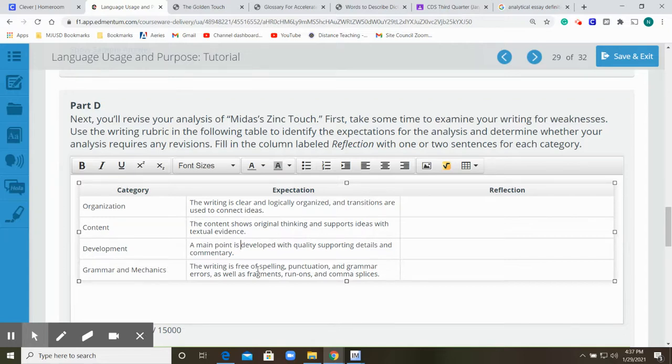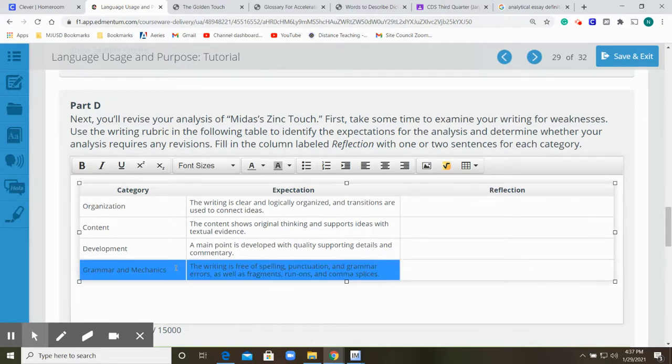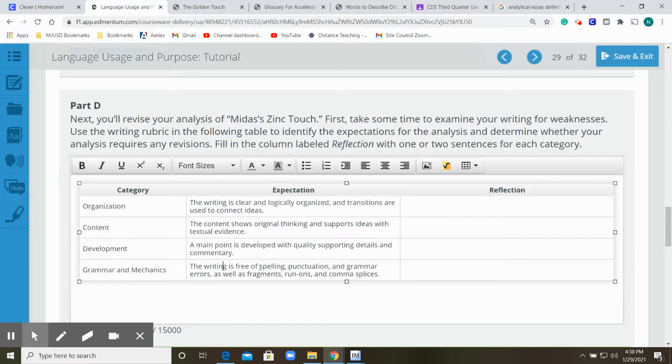Grammar and mechanics: the writing is free of spelling, punctuation, and grammar errors, as well as fragments, run-ons, and comma splices. Grammarly is a wonderful Chrome extension that you can use to help you with spelling, punctuation, and grammar errors, as well as fragments, run-ons, and comma splices. These are all things that I'm guilty of, so I use my tools to help me. Now, if the word is spelled in the document, then you should spell it correctly in your writing. If you are not sure about punctuation, run it through Grammarly or ask somebody to help you.